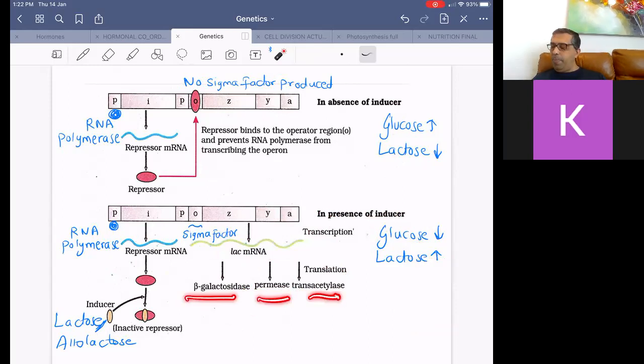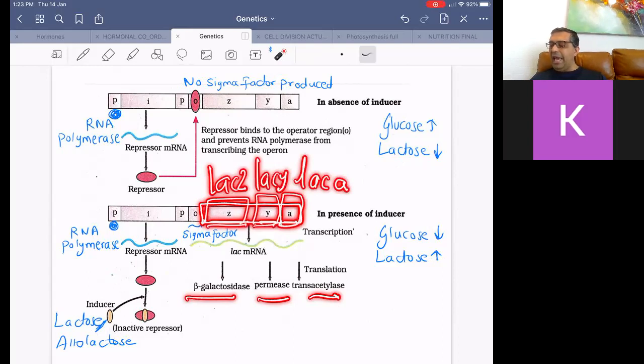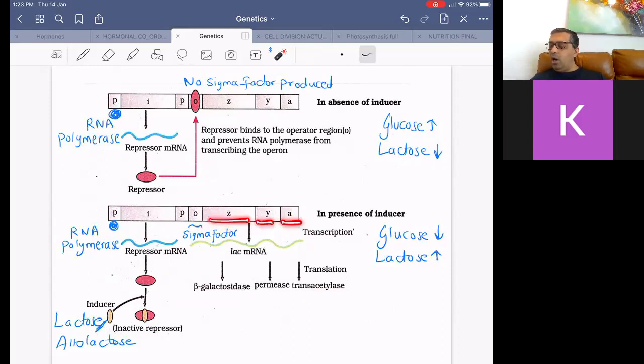These three genes are produced by three structural genes, namely Z, Y, and A. Z, Y, and A are the three structural genes which are called LAC-Z, LAC-Y, and LAC-A genes. Now, when these three genes undergo transcription, they will undergo transcription to form a single RNA called as the LAC mRNA.